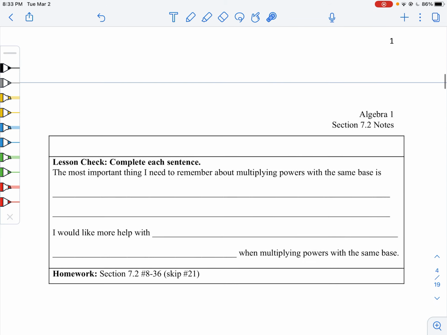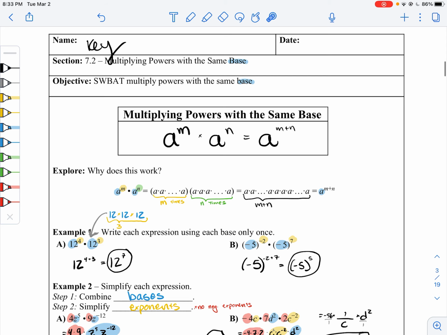But if you do, it is a requirement that you have a great time on your homework.